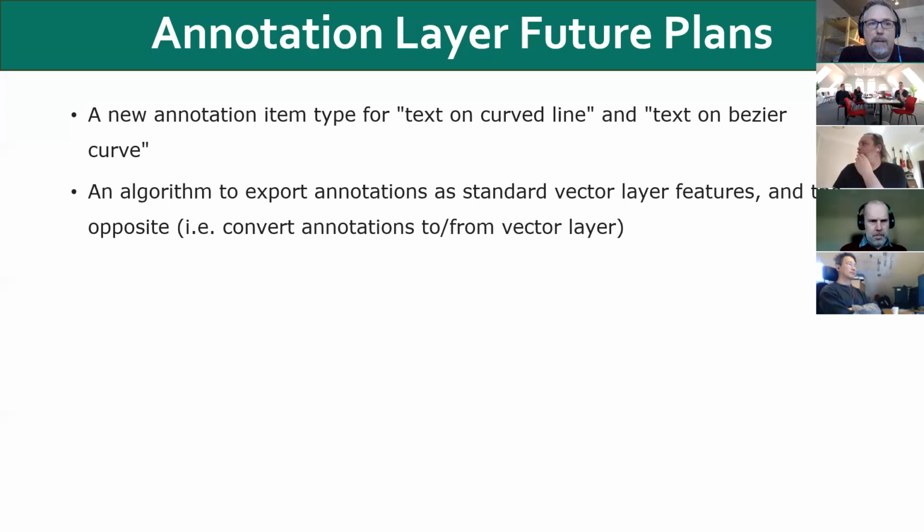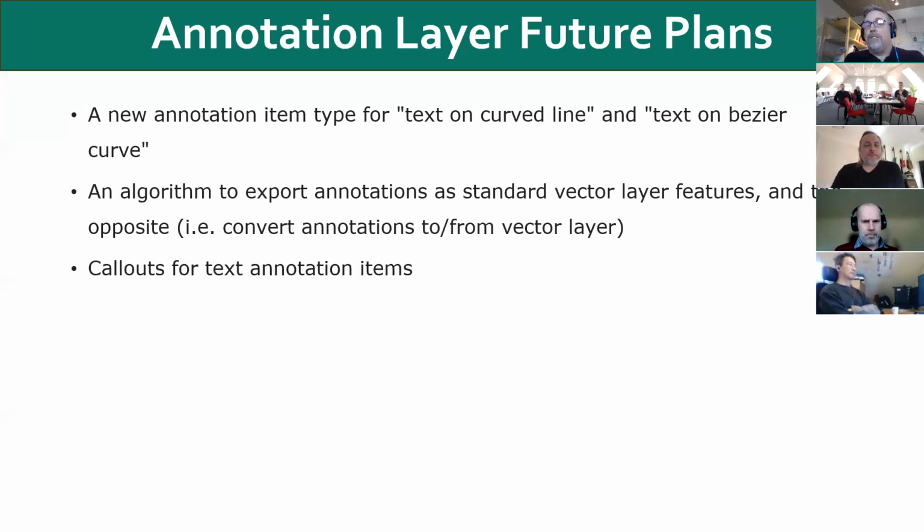We'll see. Another enhancement to this would be to develop an algorithm to export the annotations as standard vector layer features. So that means where I had annotations as lines or polygons, you could actually export those out as vector features, as PostGIS layers or geopackage layers or what have you, to convert them, because maybe you get to the point where you need those to actually be vector data that you do something with.